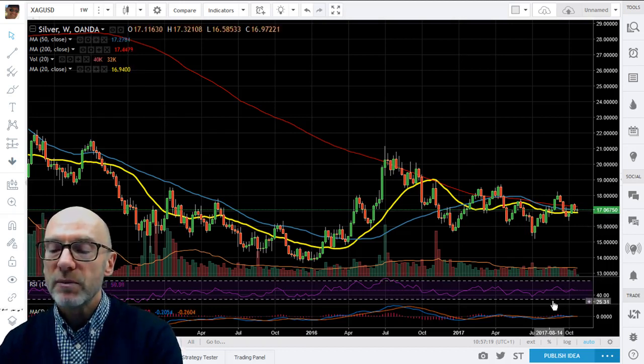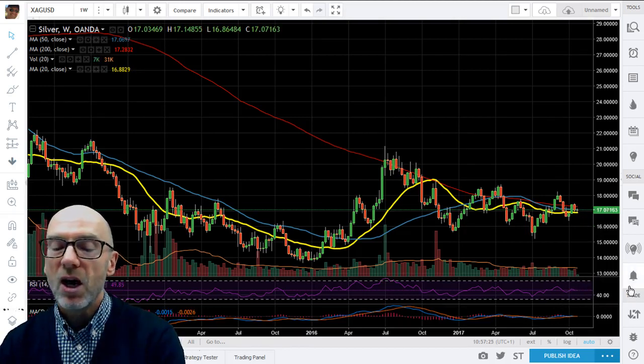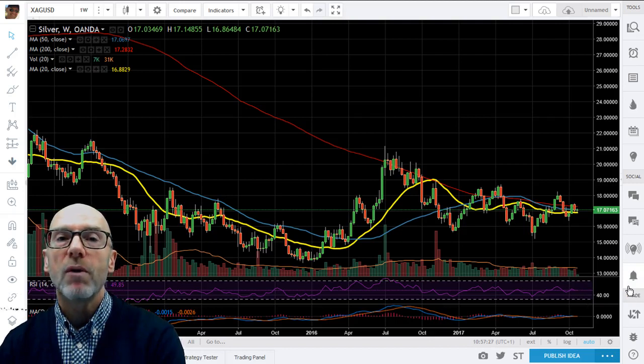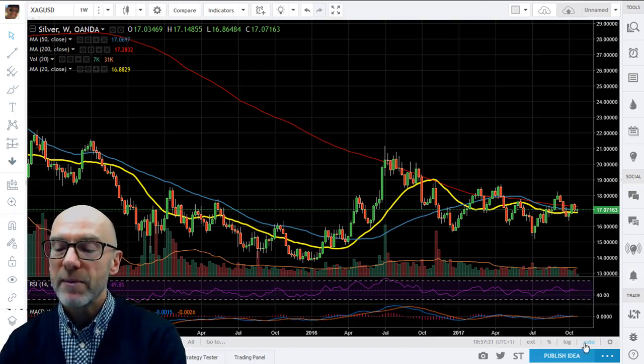On momentum, you can see that it hasn't really got any momentum in either direction. The RSI is virtually bang on 50, 49.85, and the MACD are flatlining and at 0.